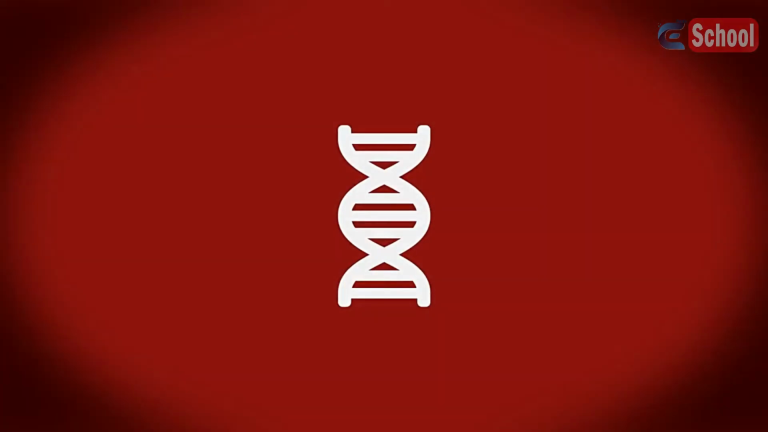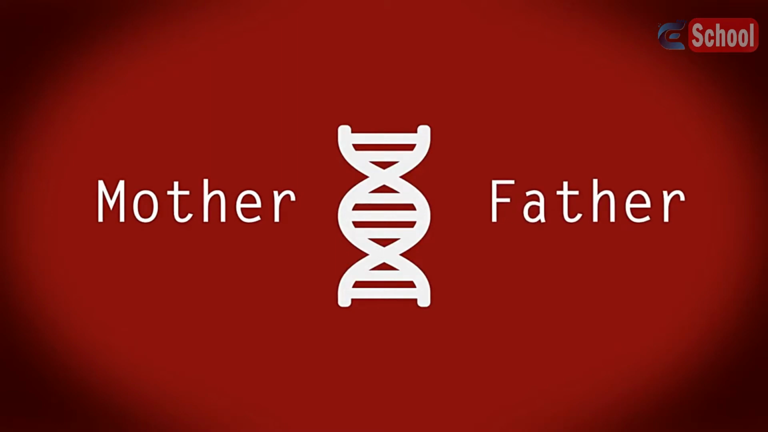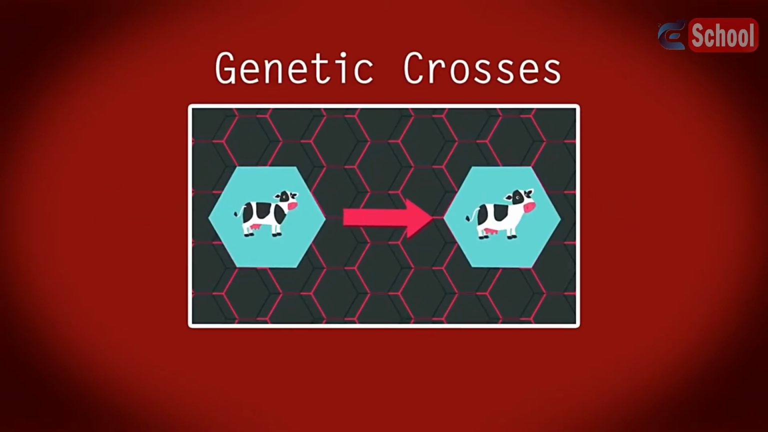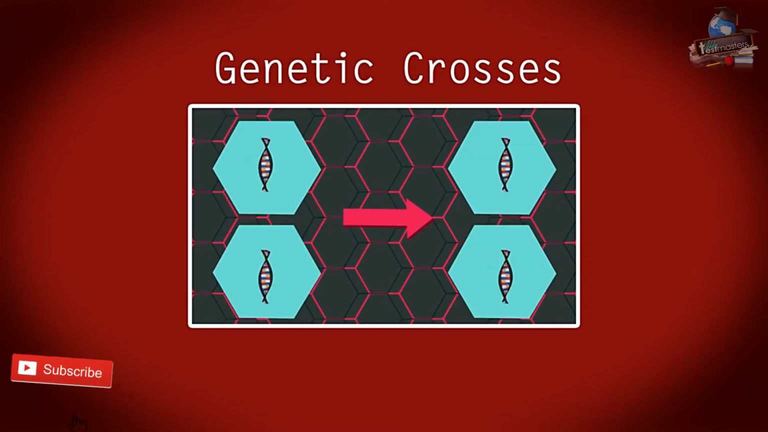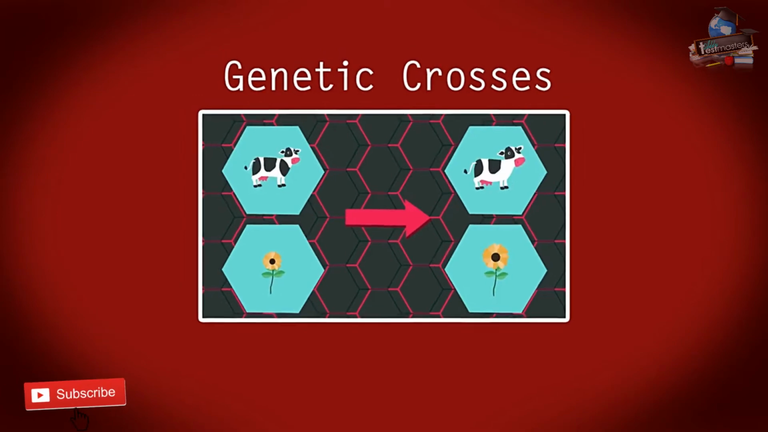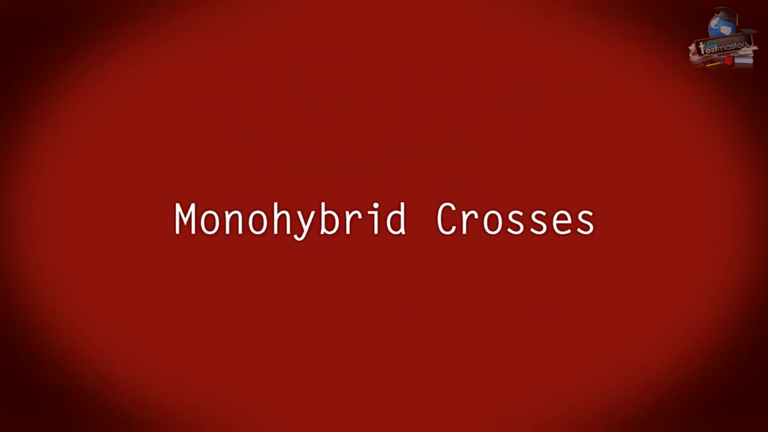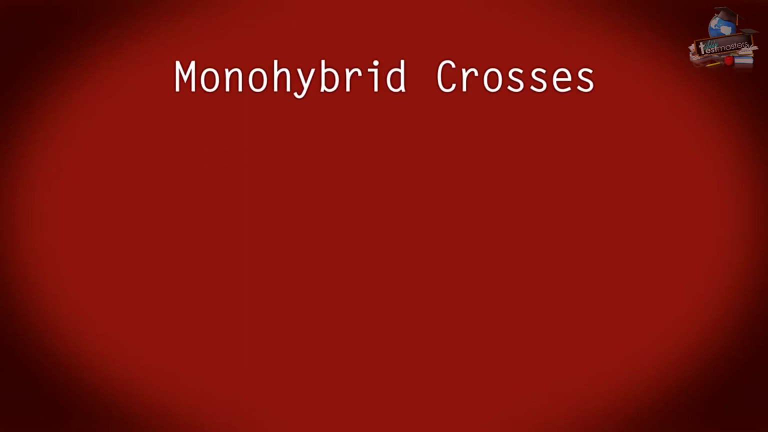Mendel proposed that you inherit a gene either from your mother or from your father, but not a mixture of both. In our genetic crosses video, we looked at what happens when yellow pea-pod and green pea-pod parents are crossed and represented the offspring in genetic crosses. In this video, we are going to look at monohybrid crosses using Punnett squares.